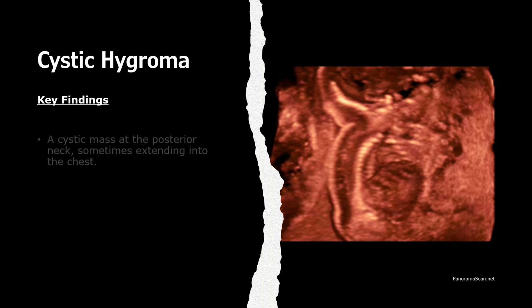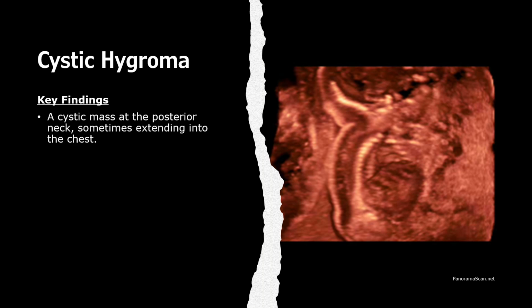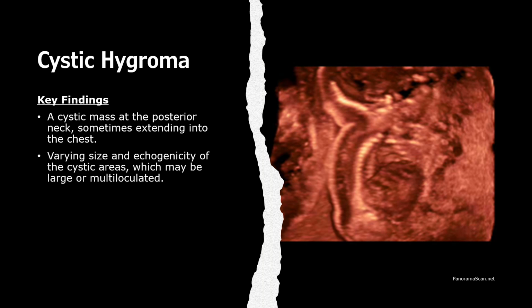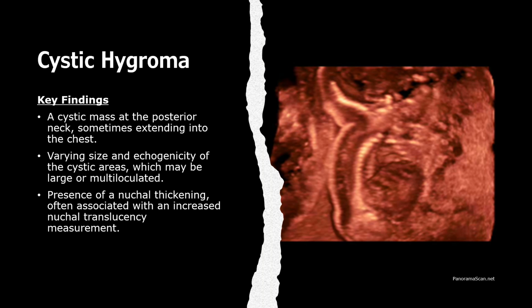Let's now go over the key findings of cystic hygroma as observed on ultrasound. The most prominent feature is the presence of a cystic mass located at the posterior neck, which may sometimes extend into the chest. This mass is typically well defined and fluid filled, making it distinguishable on ultrasound imaging. The size and echogenicity of the cystic areas can vary. In some cases, the cysts may be large and multiloculated, meaning they consist of multiple interconnected compartments, which can make evaluation more complex.